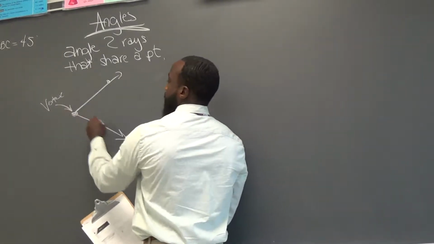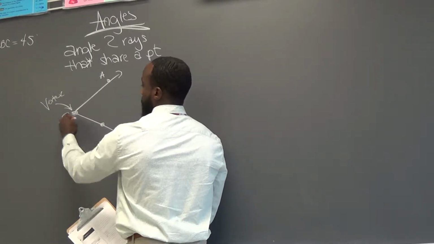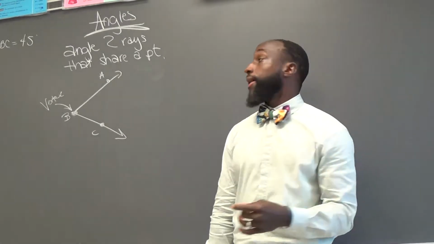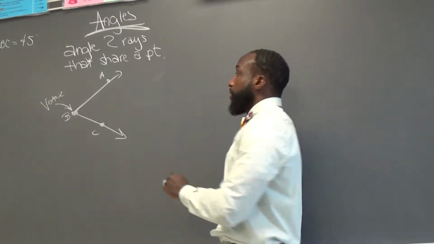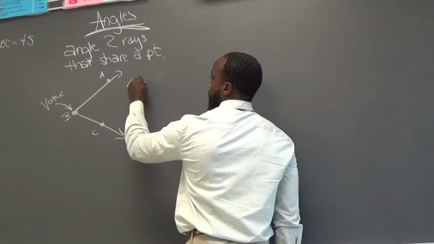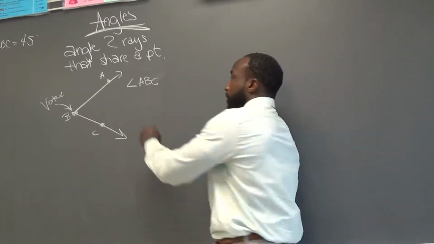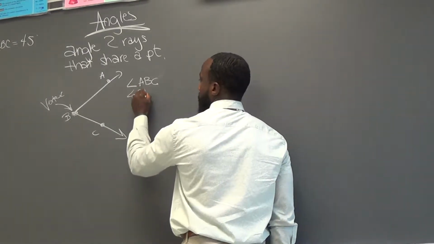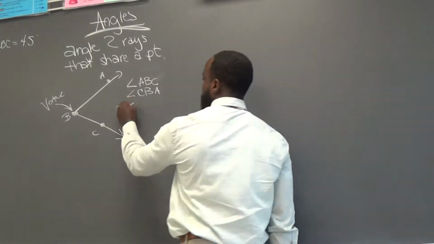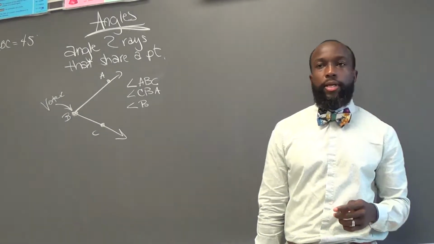Give me letters for this. A, B, C. Okay. So to name this angle, you can name it three different ways. You must have the angle sign first: angle ABC, vertex in the middle. Angle CBA, vertex in the middle. Or you can name it just by its vertex. So those are three ways that you can name it.